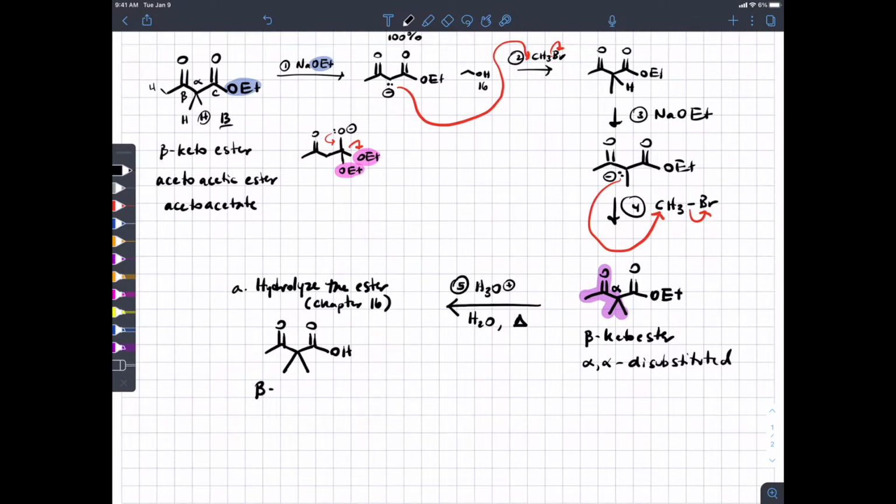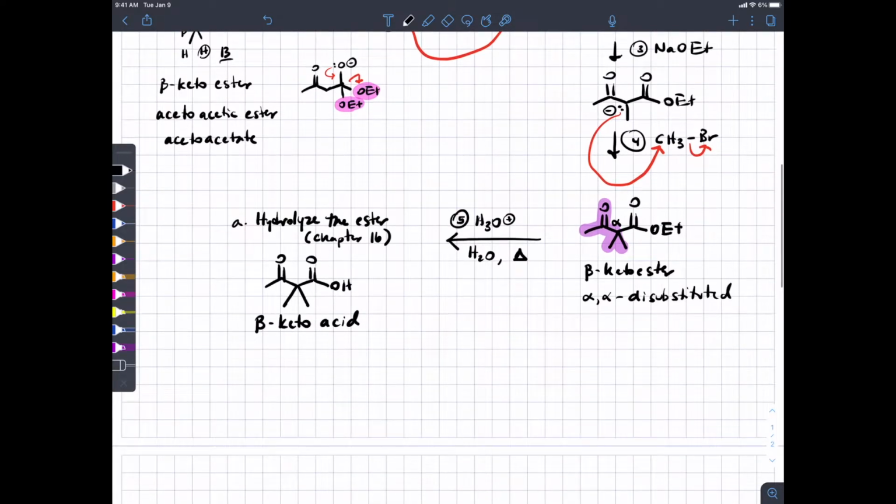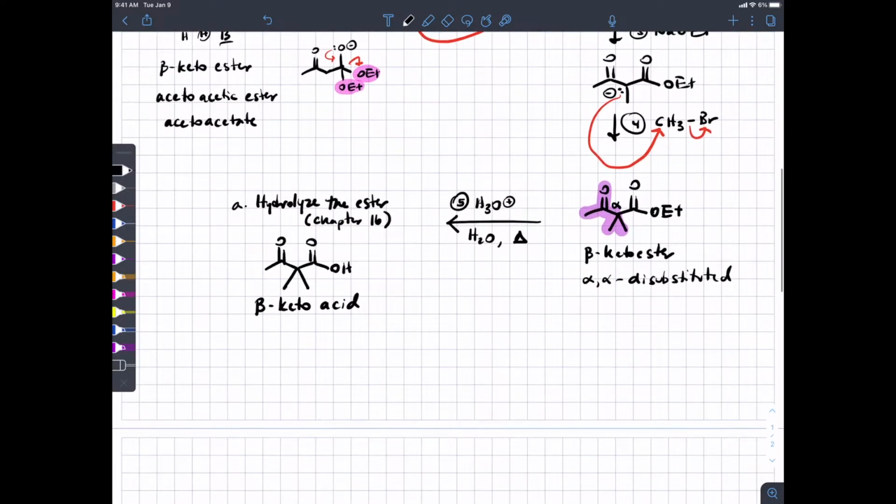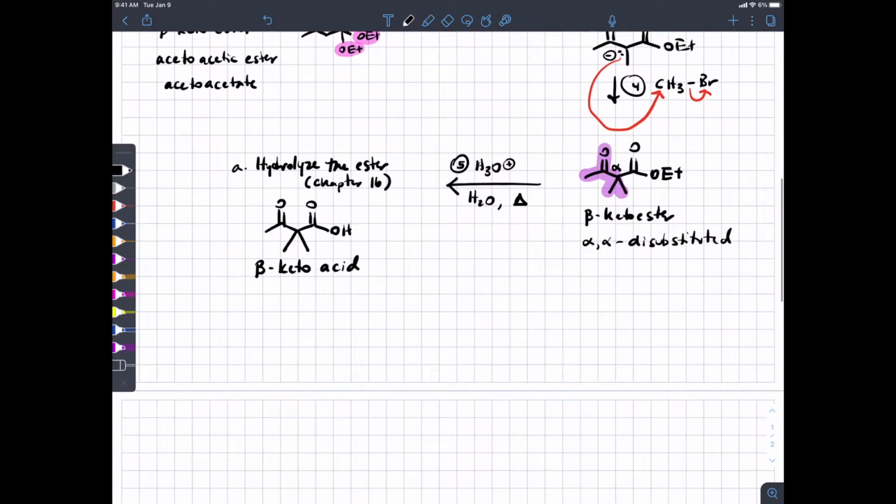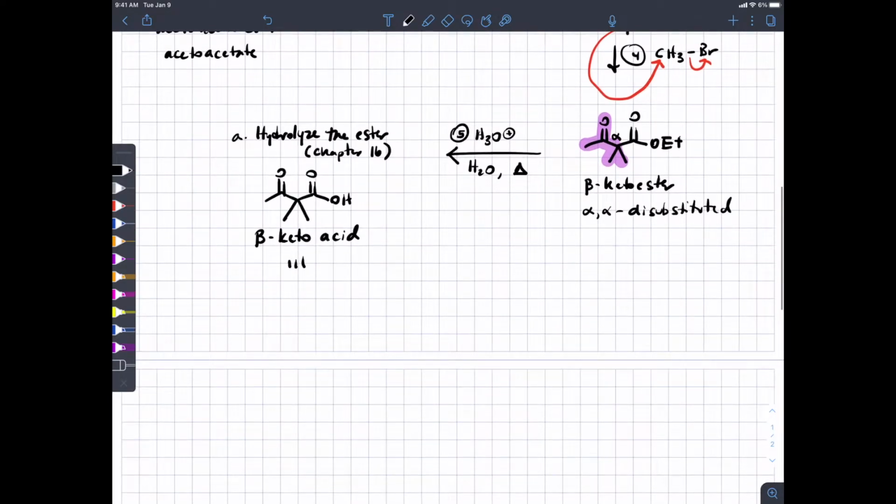Notice now, because we've hydrolyzed the ester, what we have here is a beta keto acid. What happens next is going to, to see that most effectively, I'm going to redraw the beta keto acid in a conformation that will help us get to the desired product a little bit more clearly.